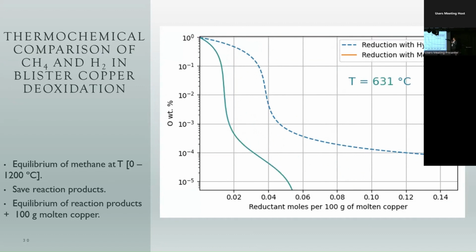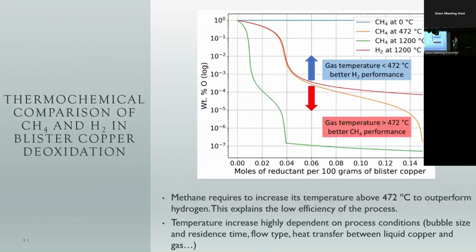So there's one point at which methane now becomes more reductant than hydrogen, but we need to reach that temperature in the case of methane. And that temperature, just to be a little bit more exact, is around 472 degrees. So now we change a little bit the way we think. It's not that hydrogen has to be better than methane. Of course, it has to be. But are we able to increase the temperature of methane up to 472 degrees in order for it to be better than hydrogen? And well, that's the temperature that we have to reach.